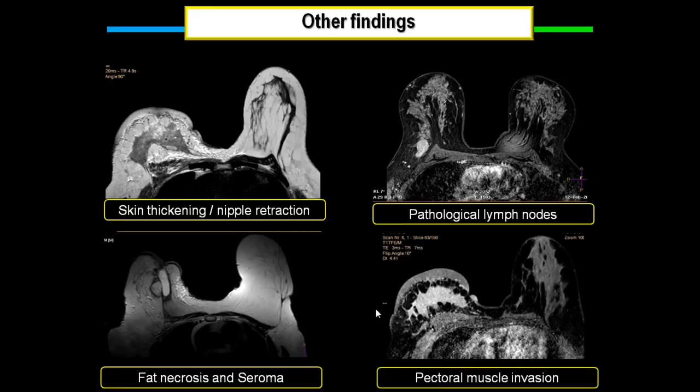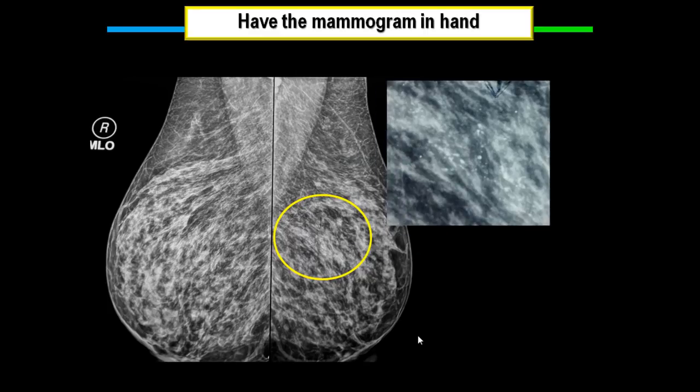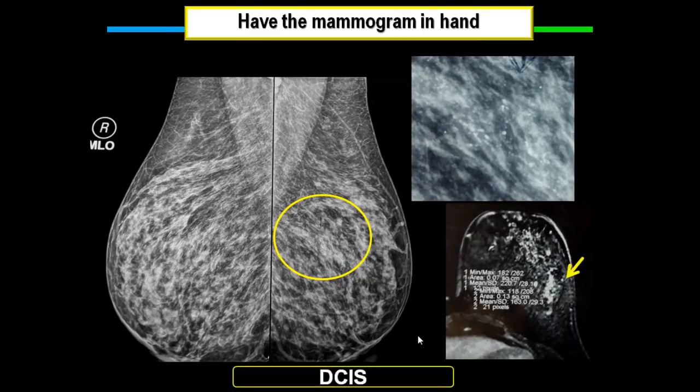And one very important thing that we should report is the involvement or invasion of the pectoral muscle. And remember, you should always have the mammogram in hand. For example, this is one of the worst types of breast you can ever encounter. This is a very dense, heterogeneously dense breast, but looking closely, there was a cluster of microcalcification in the left breast. During the MRI, there was a corresponding area of linear enhancement, and the biopsy was taken, and this was a case of DCIS.